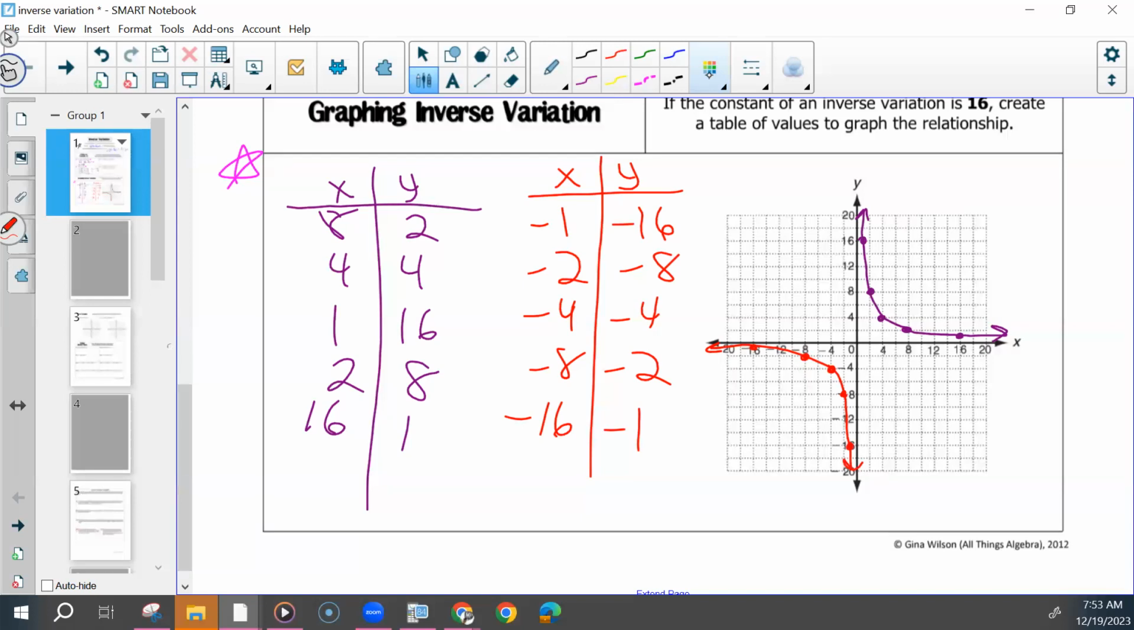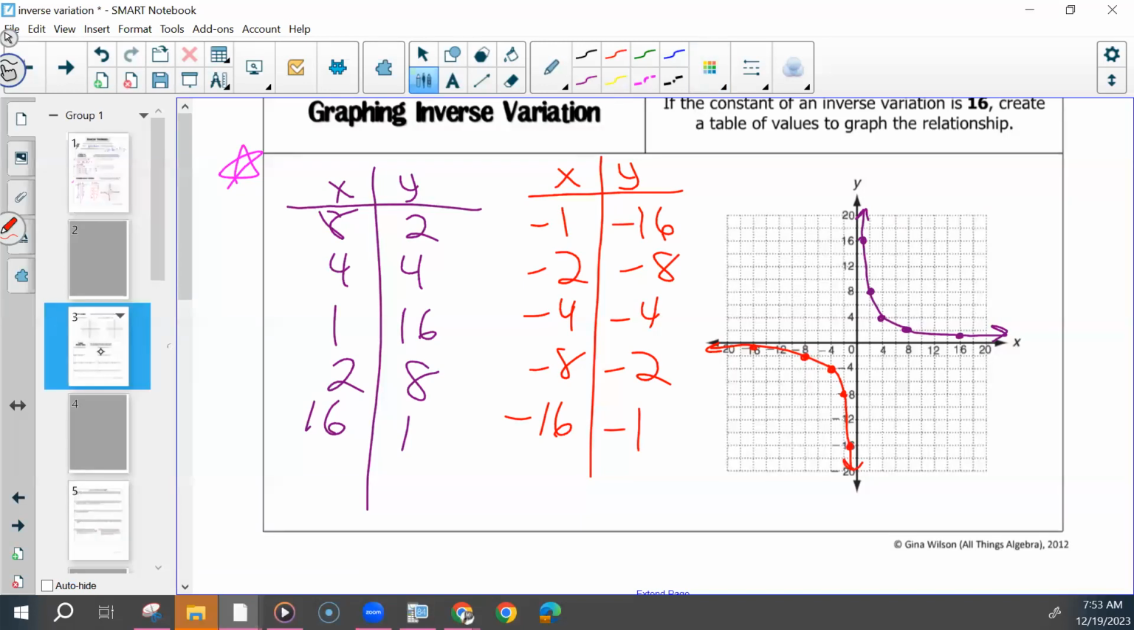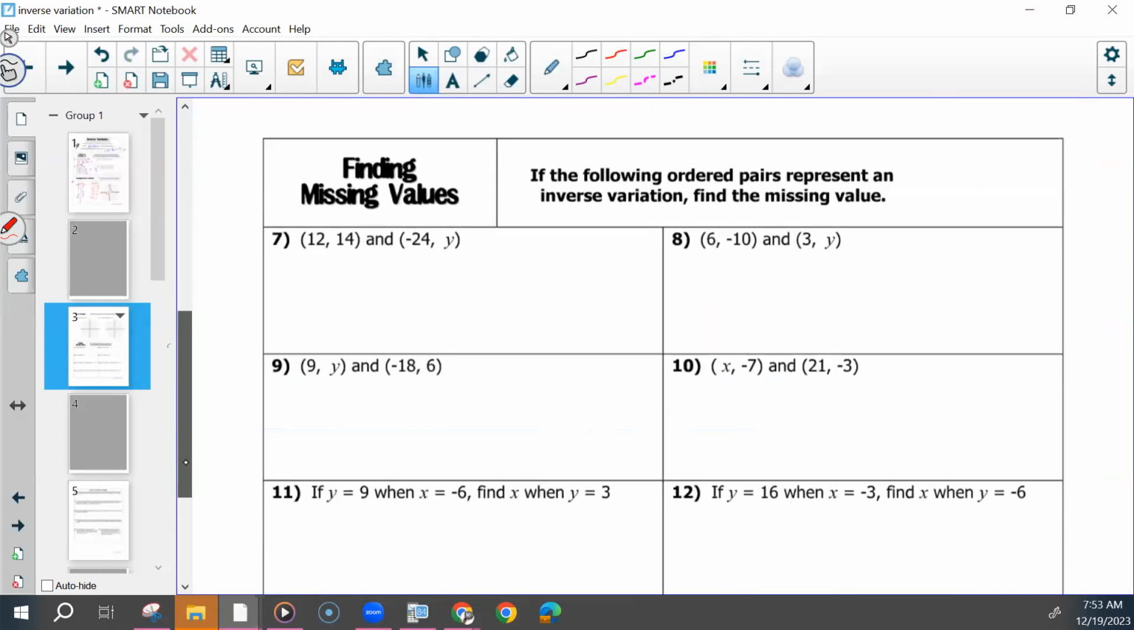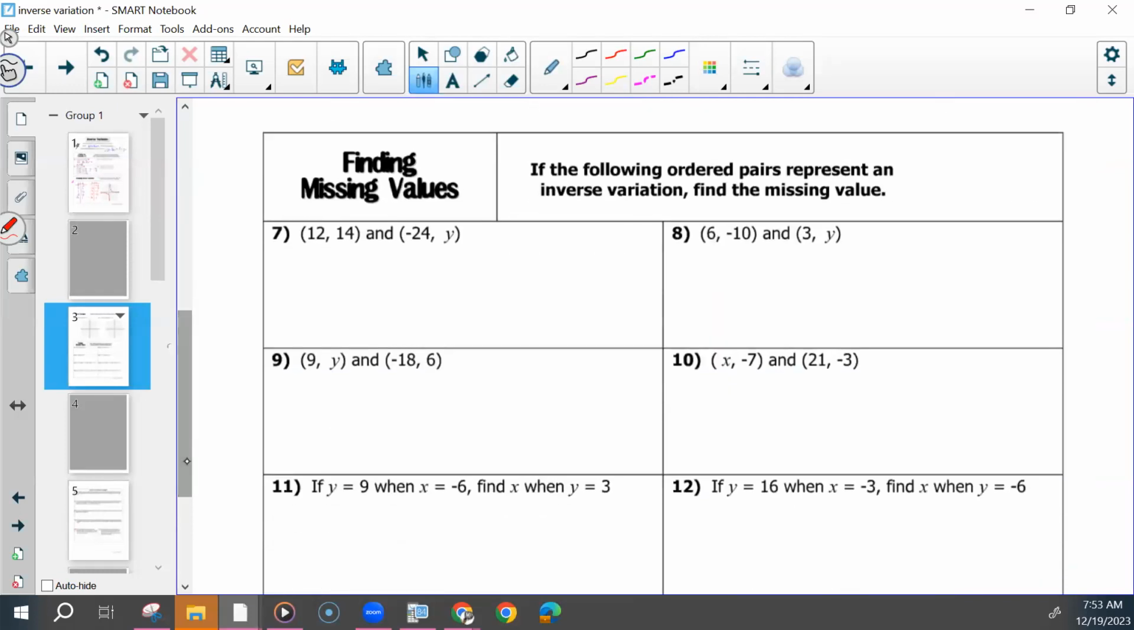Once you finish graphing, go on to the next page. I'm sorry, for those of you who had a separate page, go on to the single page. For those that just have one packet, go on to the next page. We're skipping the graphs and starting with finding the missing value. So for you guys, it would be the single page.